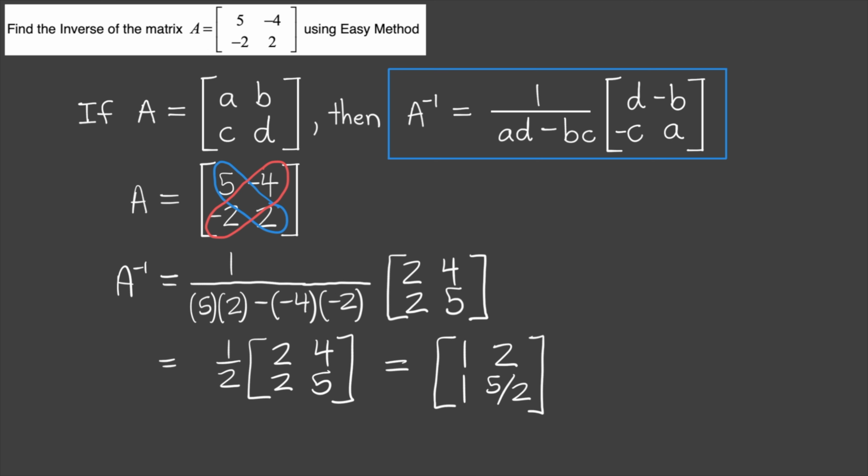All right, so there it is. There is our inverse matrix. I'll write here equals A inverse. So our inverse matrix for matrix A is 1, 2, and 1, 5/2.